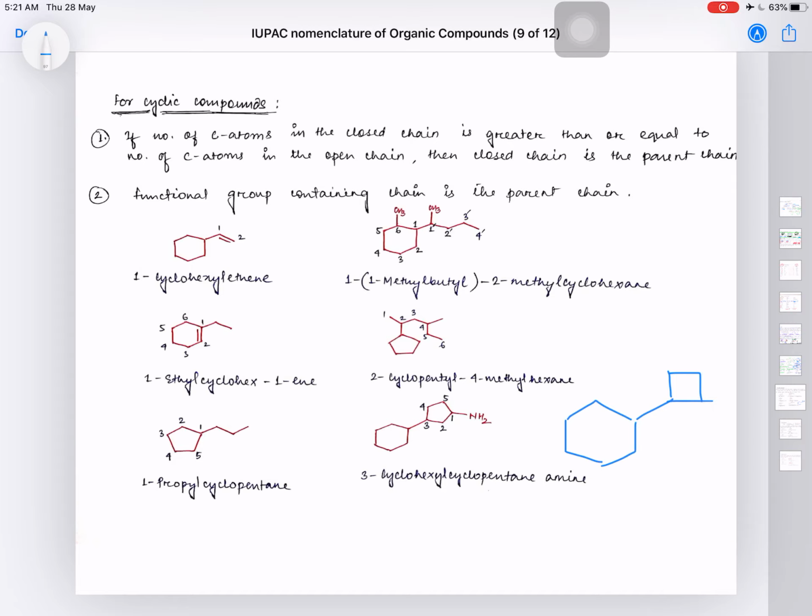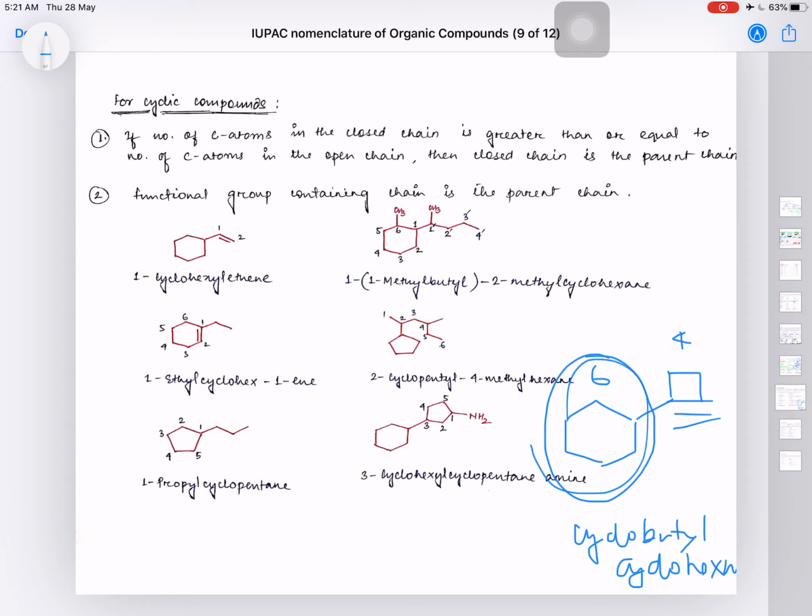Then also you have to count the number of carbons. Say in this one you have 4 carbons, in this one you have 6 carbons. So this 6-carbon ring is your parent ring and this 4-carbon ring is your substituent. So for this one it will be cyclobutyl cyclohexane. This is a 4-carbon cyclic ring, so it is cyclobutane, and this is a 6-carbon ring, so it is cyclohexane. This is the parent chain, so it will be written afterwards, and this is the substituent, so it will be written before. So this is the first rule that you have to follow.